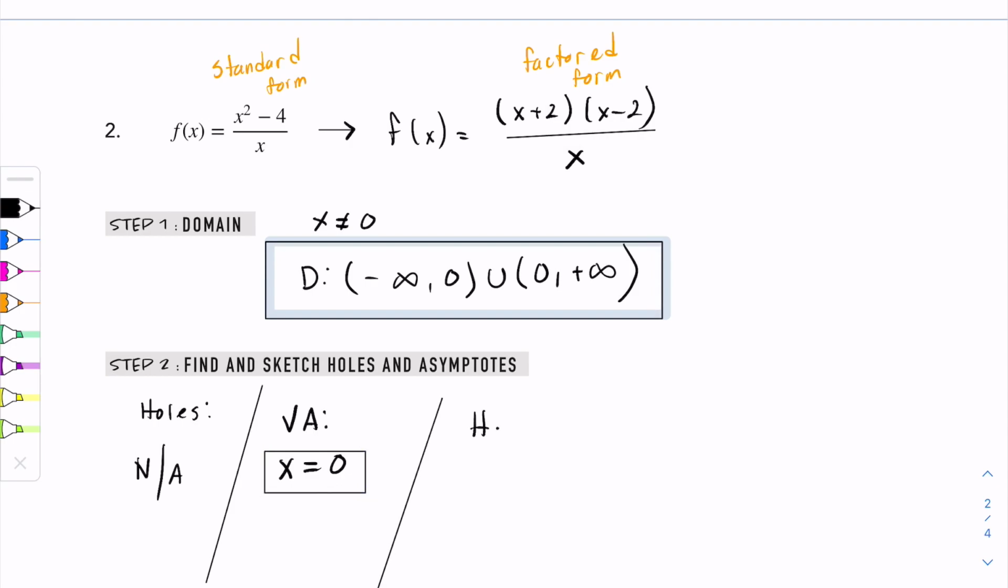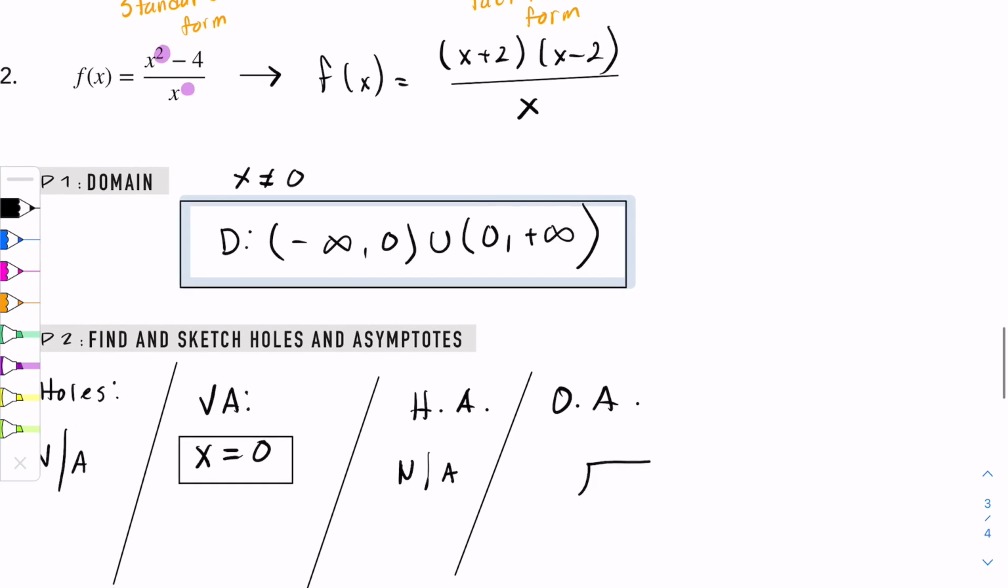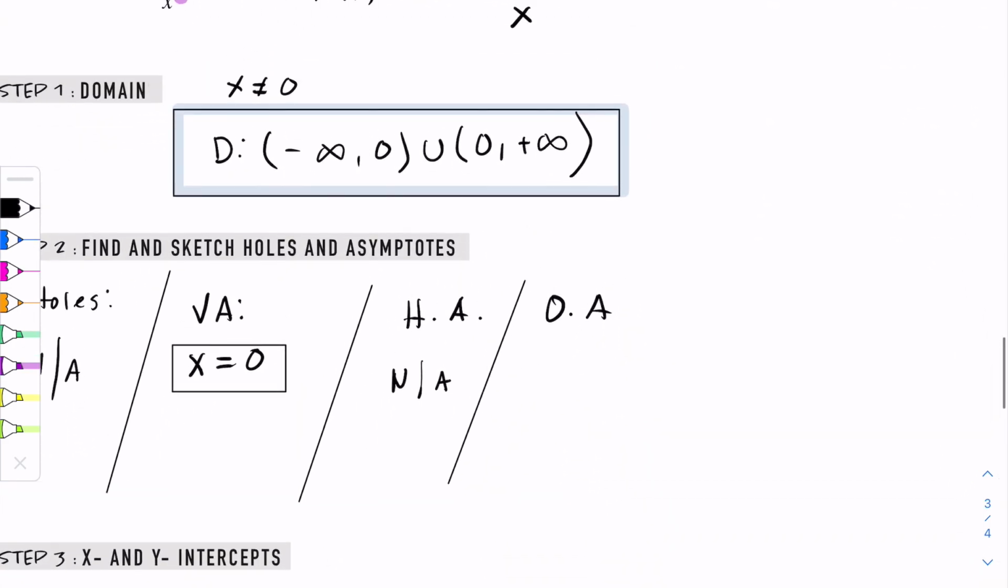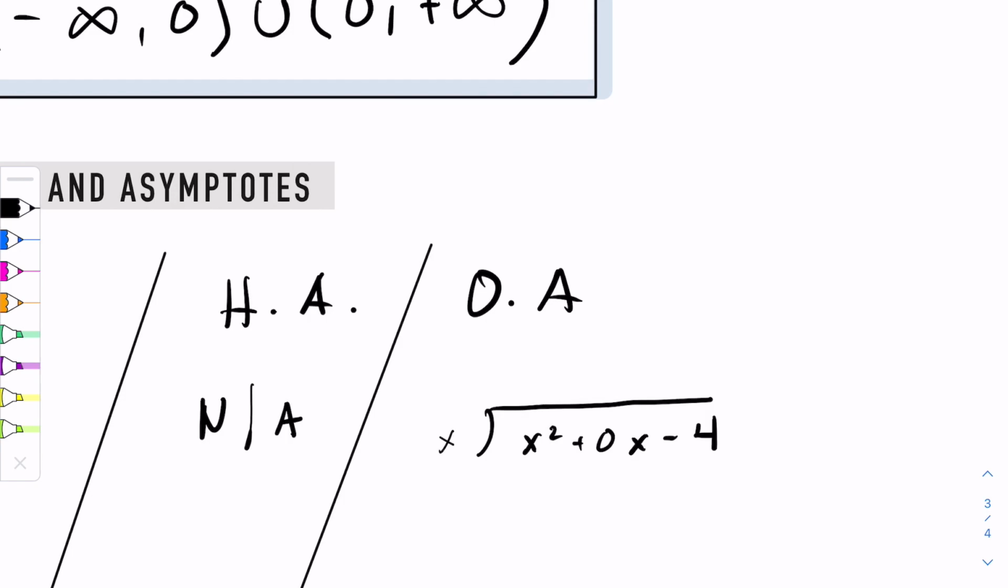The horizontal asymptote is identified by the degree of the function in standard form. It looks like the degree of the numerator is 1 more than the denominator, so that indicates that there is no horizontal asymptote, but it does tell us that there's an oblique asymptote. For the oblique asymptote, underneath our division sign, we are going to have the numerator of the function, which is x squared plus 0x minus 4. On the outside, we have our divisor, which is just x.